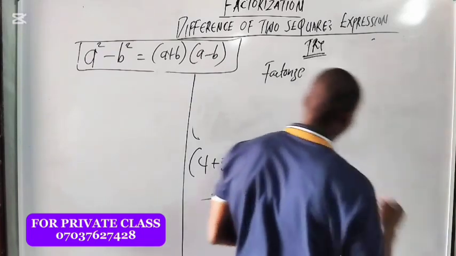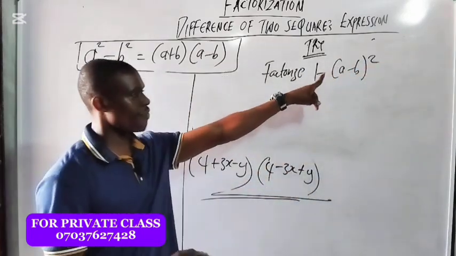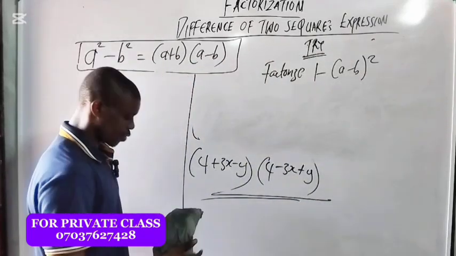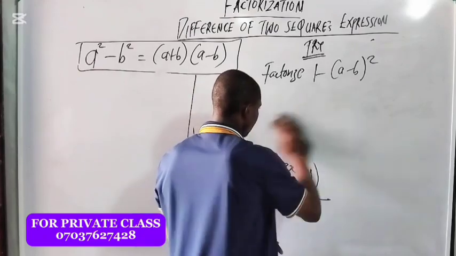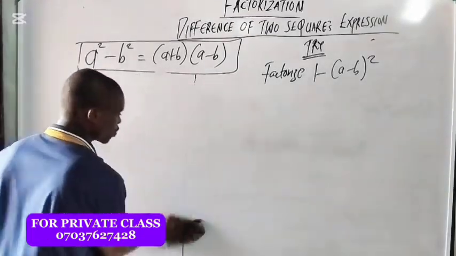You should factorize 1 minus a minus b all square. So go ahead and factorize that. Pause the video, factorize that. Drop your answer in the comment section. It's okay. I believe everybody should be able to do that.